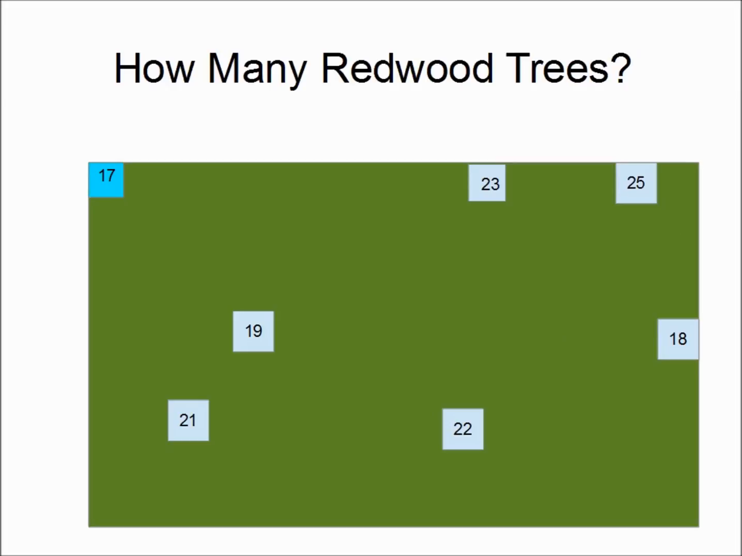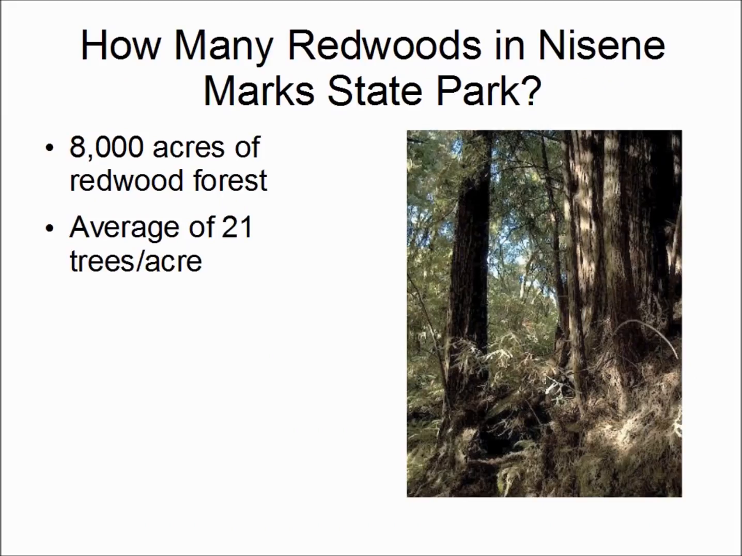In this case, we've got 1, 2, 3, 4, 5, 6, 7 different plots. So we count the number of trees on each plot, add them up, and divide the number we get by 7, and this gives us an average. And it's going to turn out to be around 21. So now we know there's an average of about 21 trees per acre, and there are 8,000 acres. So we just do a little bit of math here. 21 times 8,000, and we know that there are about 168,000 trees in the Nicene Marks State Park.